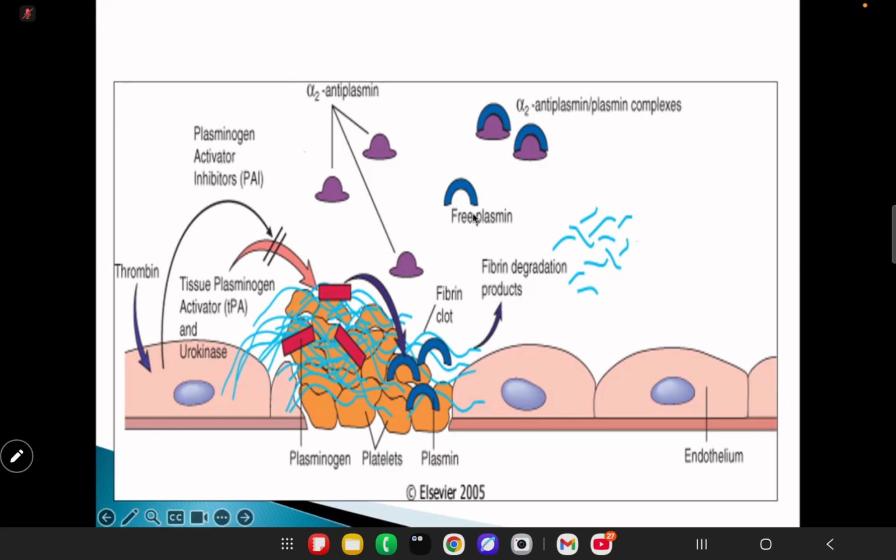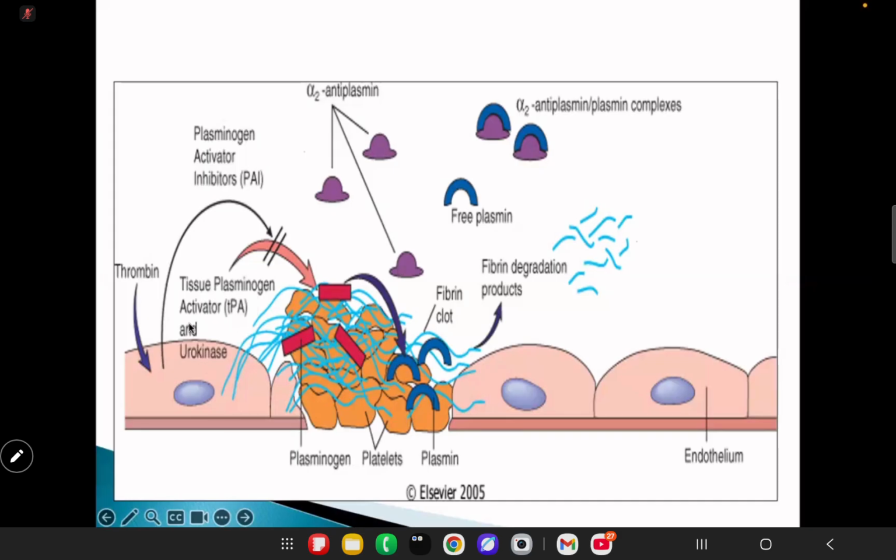So that's one. And then I mentioned alpha-2 antiplasmin. So what happens is that this portion, this alpha-2 antiplasmin, blocks the plasmin. So that's how it has anti-action here. It won't allow it to eat the clot. Okay, so that is an important thing.